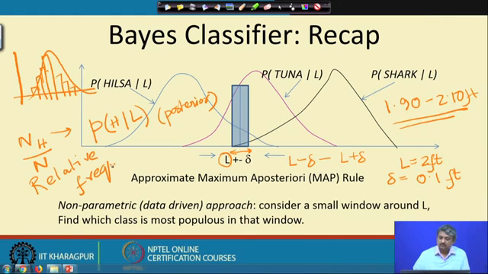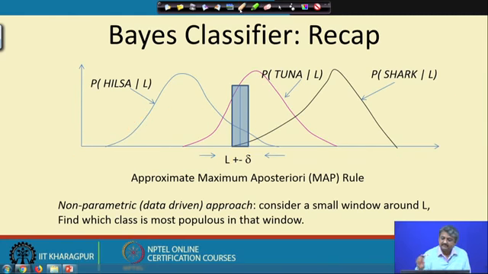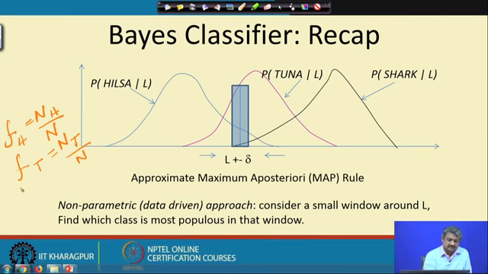And so, I repeat the same thing. Let me denote this relative frequency as F H. It is N H by N, where N is the total training set size. Similarly, I compute F tuna, the number of tuna fish having length in that interval divided by N, and similarly F shark.